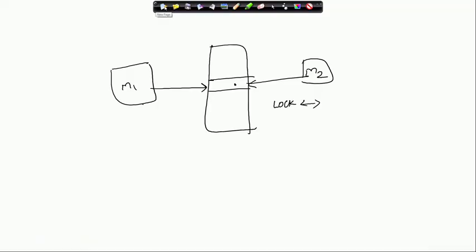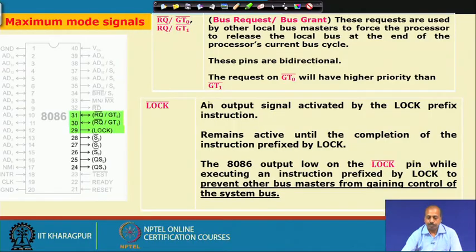So, it should not send the request lines. That is the purpose. So, we can use it for this lock type of instructions.